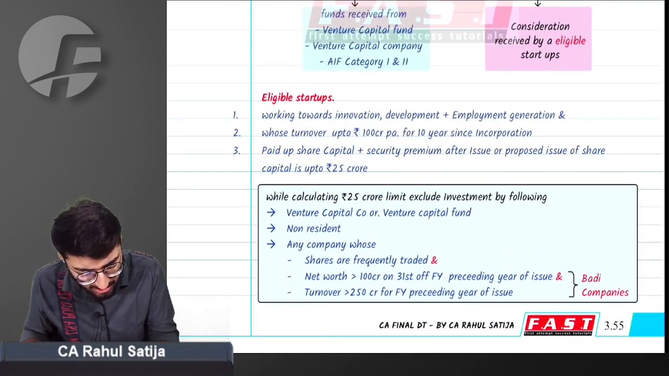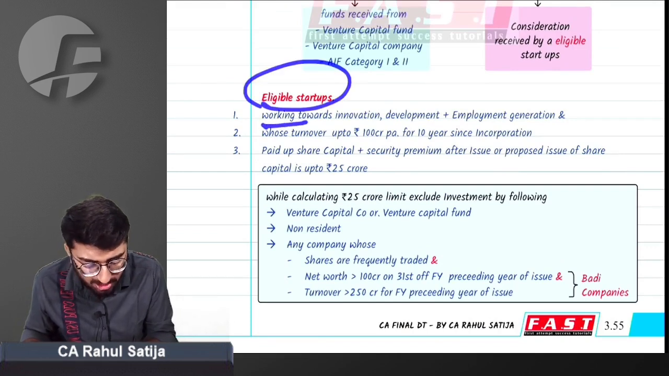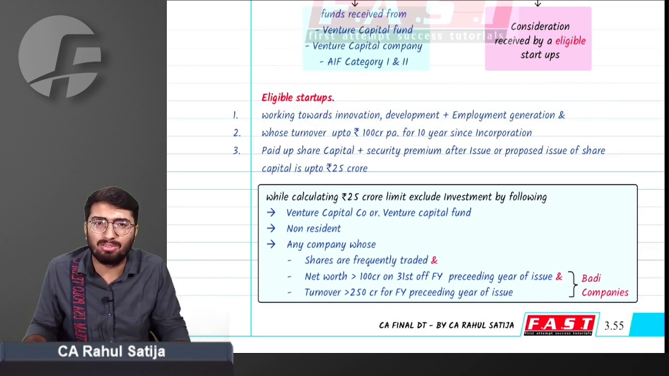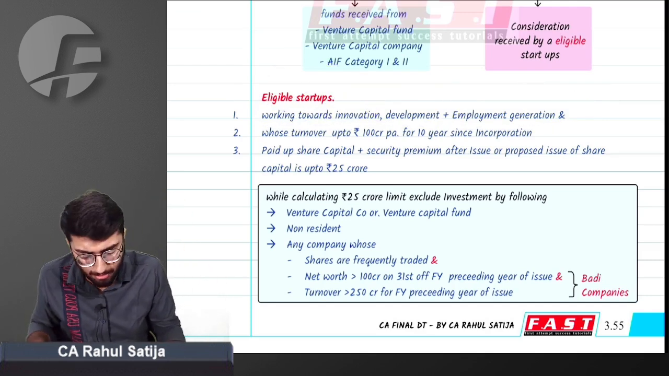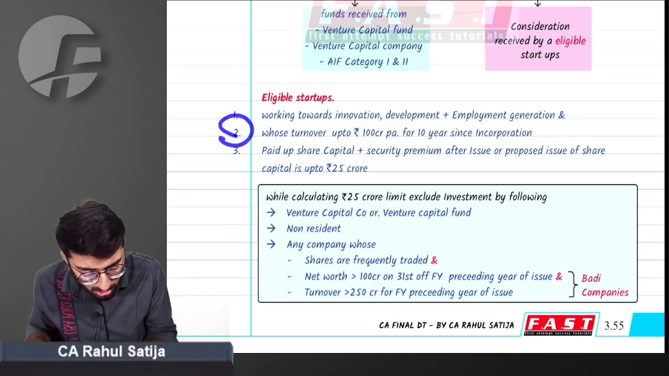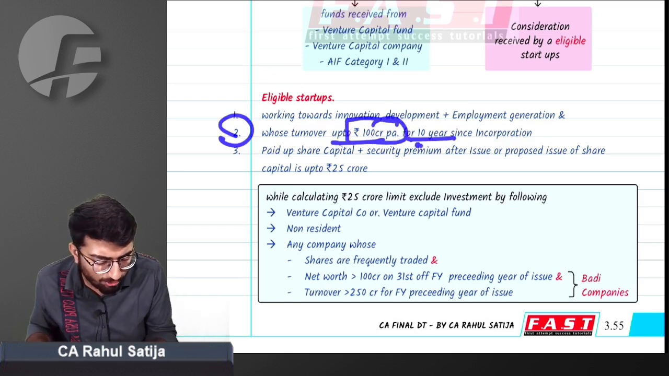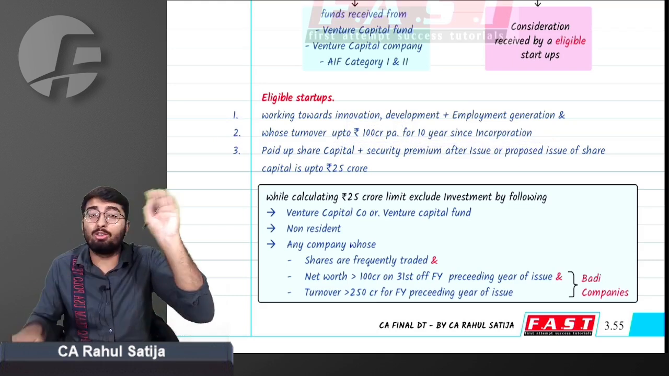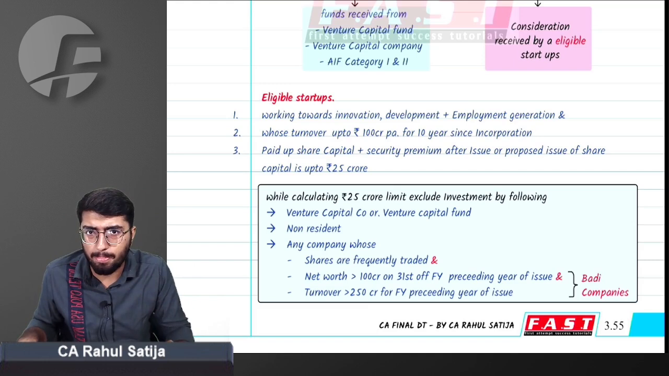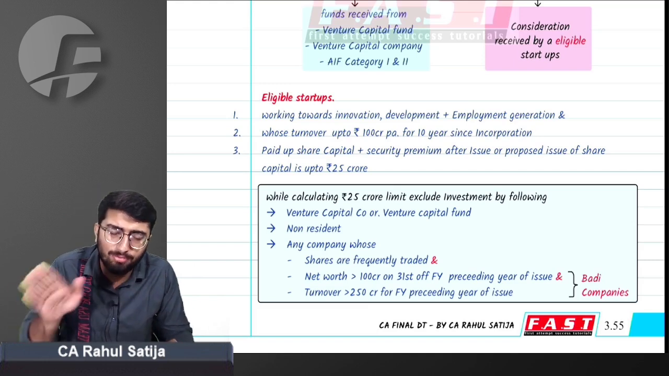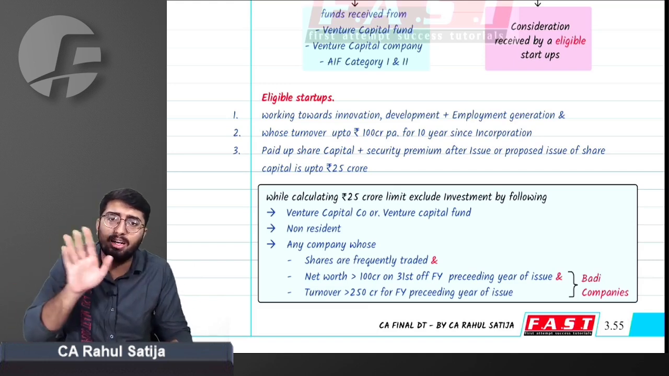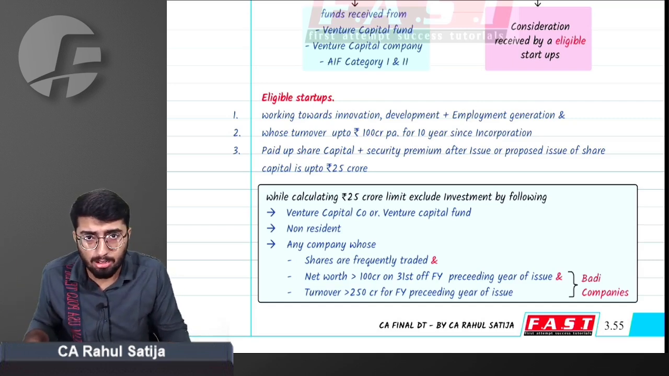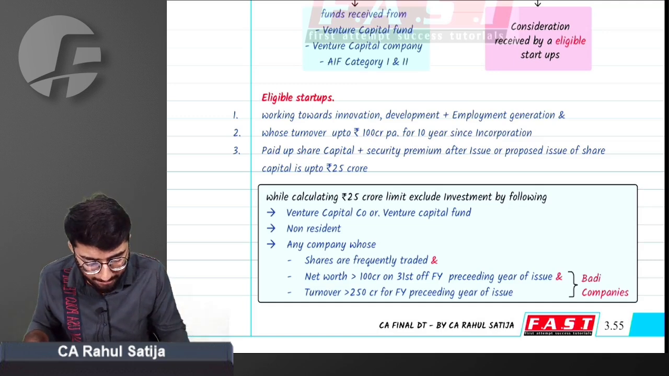So what it says, sir, eligible startup implies any business working towards innovation, development, and employment generation. Complete unnecessary knowledge, unwanted knowledge. Second thing, whose turnover is up to 100 crore per annum for 10 years since incorporation. From the date of incorporation, for every year up to 10 years, the turnover should not cross 100 CR per annum. Within 10 years from the incorporation, turnover shall not be greater than 100 CR per annum.